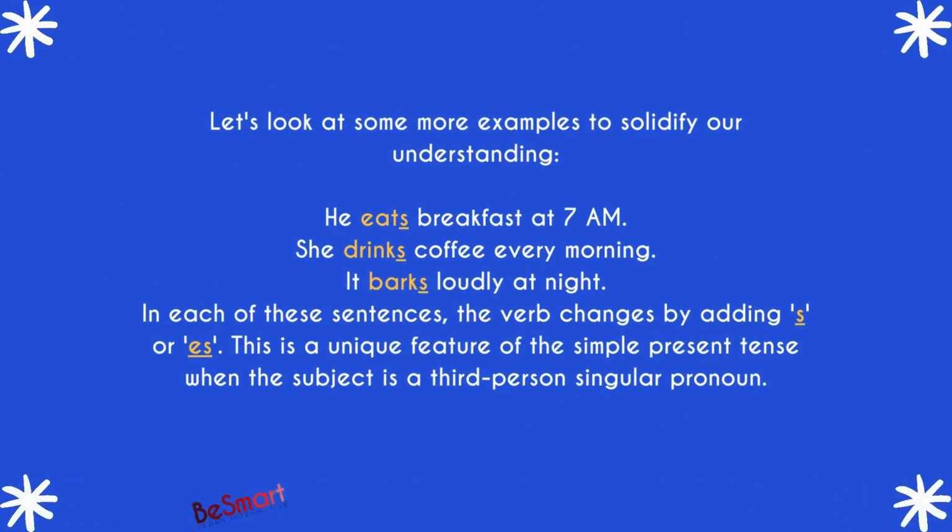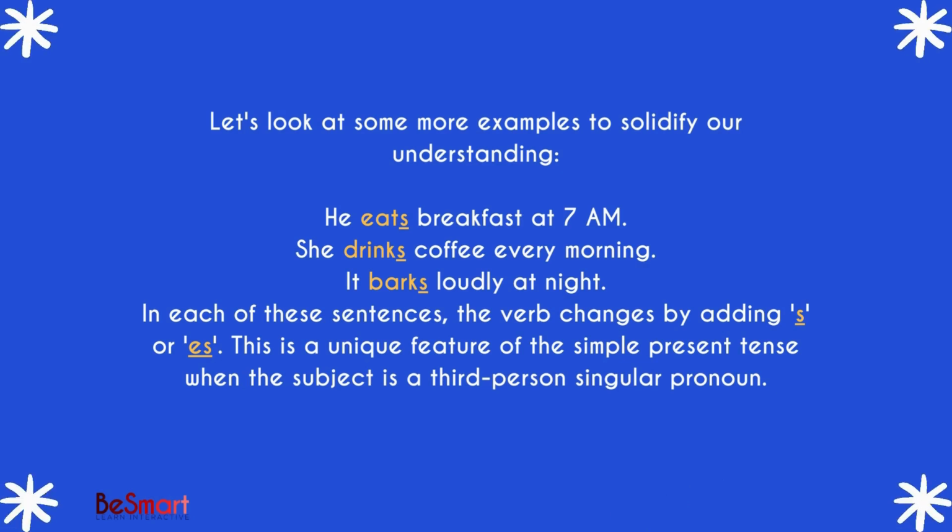Let's look at some more examples to solidify our understanding. He eats breakfast at 7 a.m. She drinks coffee every morning. It barks loudly at night. In each of these sentences, the verb changes by adding s or es. This is a unique feature of the simple present tense when the subject is a third-person singular pronoun.